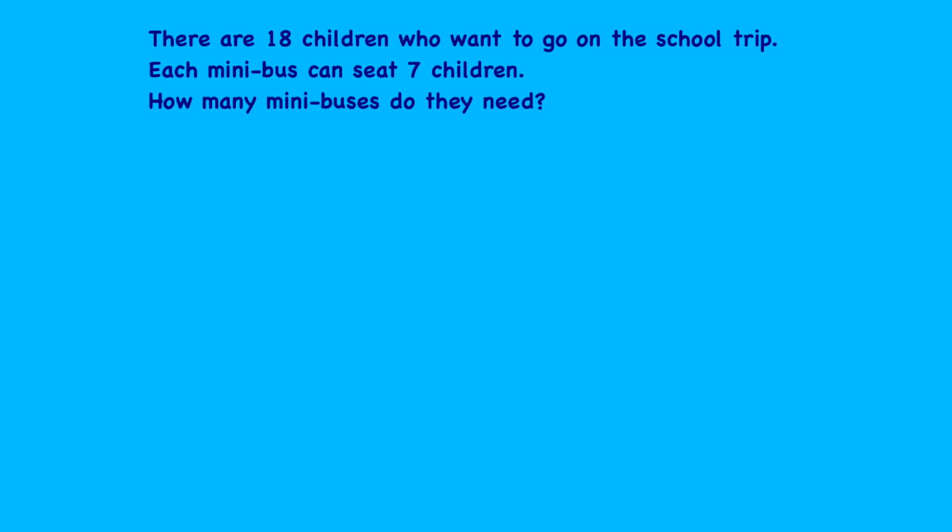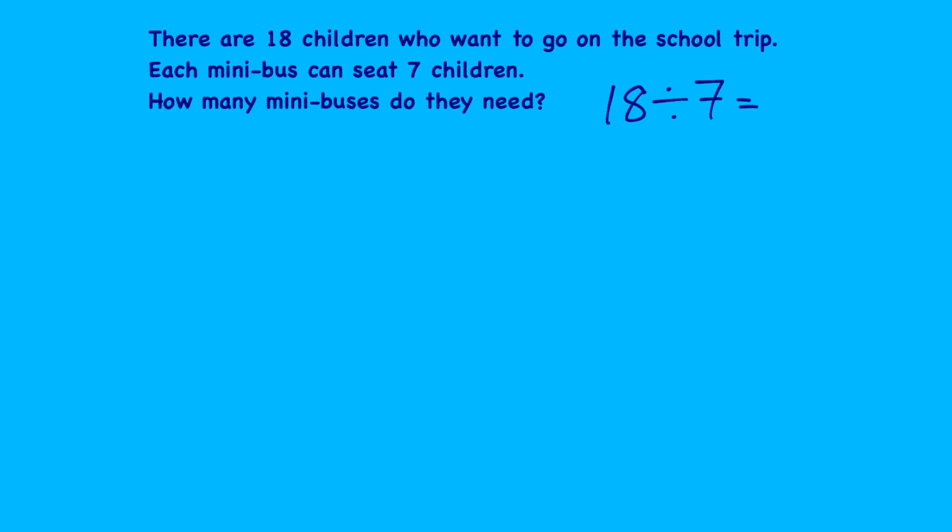Remainders become very important in real life problem solving. So let's say, for example, we had this question. There are 18 children who want to go on the school trip. Each minibus can seat 7 children. How many minibuses do they need? So we can see here that the calculation we need to do is 18 divided by 7.